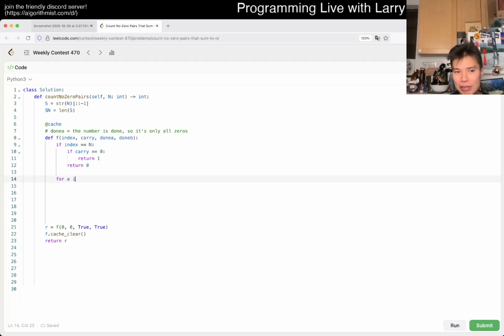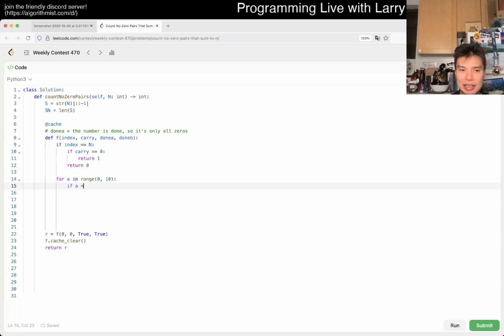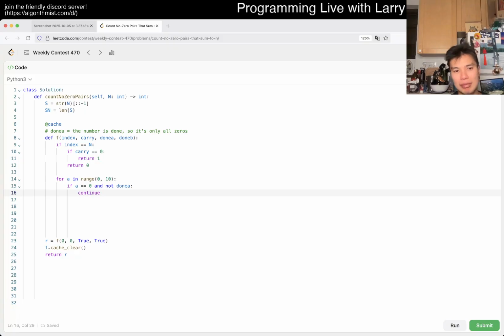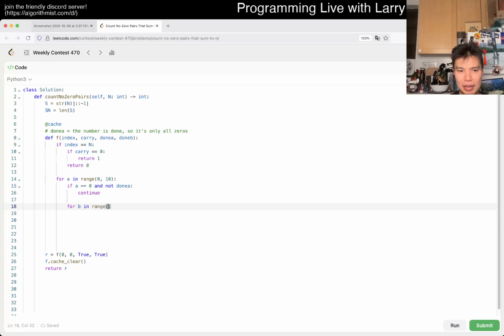And then now you have for a in range from, let's just say, 0 to 10, right? Because we could do math. If a is equal to 0, I mean, I want to say if a is equal to 0 and not done a, right? Because then we skip. But how do you do done? Maybe that's an interesting thing. We'll think about it. If b is equal to 0 and not done b, and of course, actually, I wrote true, but it should just be false, right?